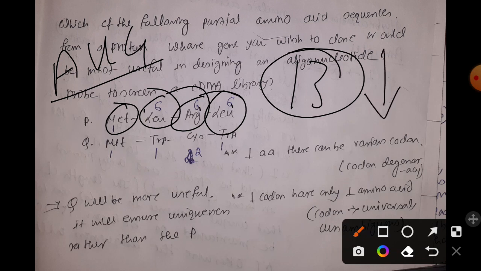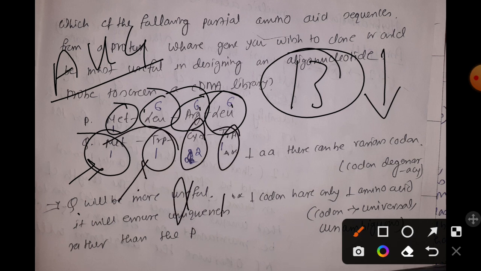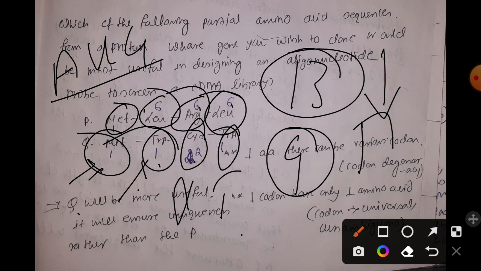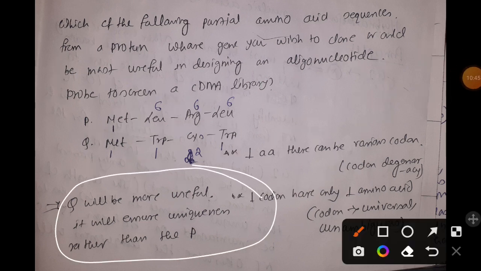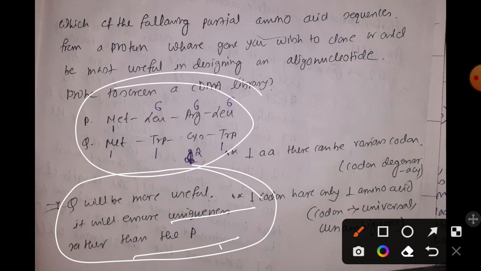On the other hand, methionine has 1 codon, tryptophan has 1 codon, cysteine has 2, and tryptophan has 1. That means 1, 2, 3, 4, total 4. Now you tell me which one provides more specificity. Obviously Q, that is the idea. So Q will be more useful. It will ensure uniqueness rather than P. Okay, so that is the question that we have to solve.